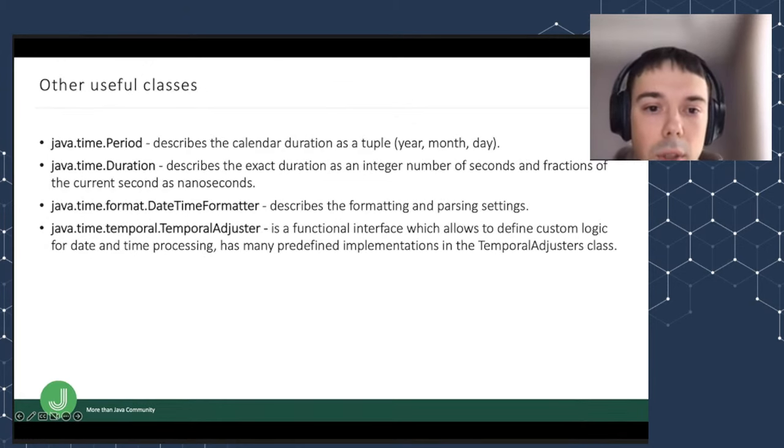Our next classes are java.time.Period, which describes the calendar duration as a tuple of year, month, and day. And the next one is java.time.Duration, which describes the exact duration as an integer number of seconds and fractions of the current second as nanoseconds. java.time.format.DateTimeFormatter describes the formatting and parsing settings. And the last one is java.time.temporal.TemporalAdjuster, a functional interface that allows us to define custom logic for date and time processing and has predefined implementations in the TemporalAdjusters class.